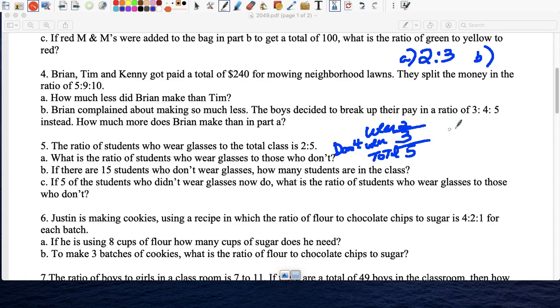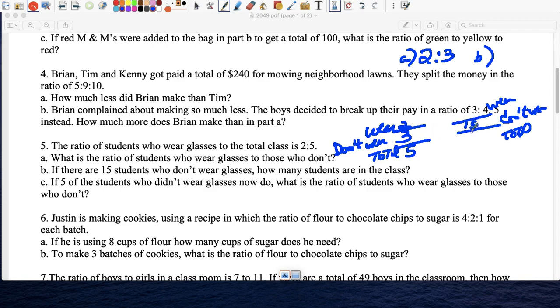How many students are in class? So again, we make another column on the right. So this is the don't wear kids, the middle one. The top is the wear, have glasses, and the bottom is the total. So now I'm given that there's 15 kids who don't wear, so that goes in here, 15.